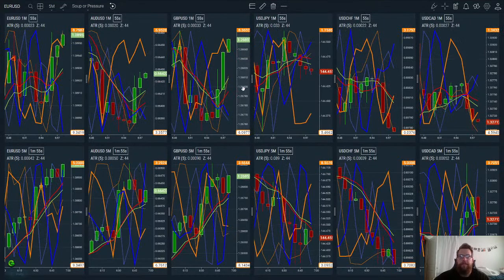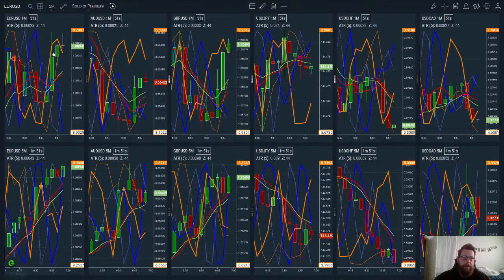Anyway, so what we're looking at here. So 1 minute charts, 5 minute charts on the bottom. Each of these is a pair. 1, 2, 3, 4, 5, 6. Euro, US dollar, Aussie, US dollar, pound, US dollar, US dollar, yen, US dollar, franc, and US dollar, Canadian dollar.